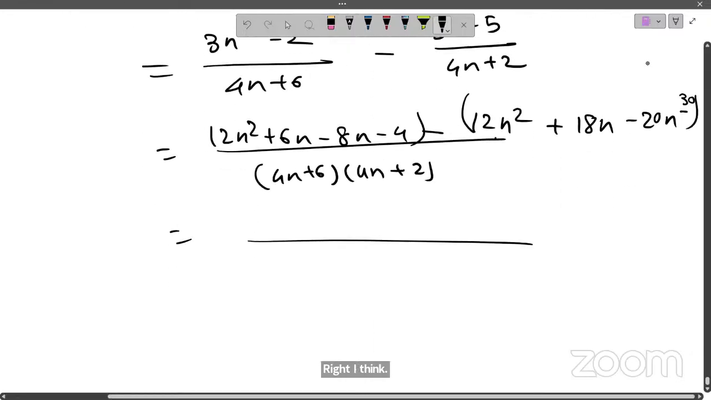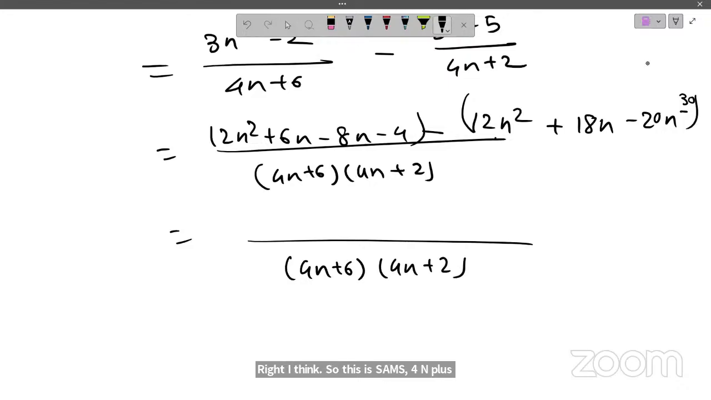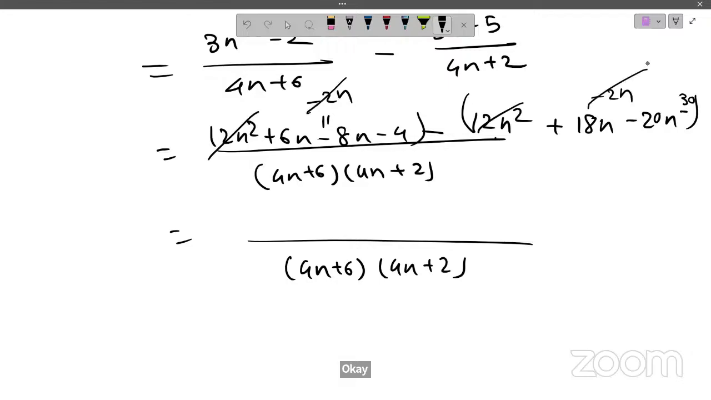So this is the same as 4n plus 6, 4n plus 2, and minus n is there. So 12n square and 12n square will get cancelled out. We get 6n minus 8n. So what is it? Minus 2n, right? And here also we get 18n minus 20n. So again minus 2n. So minus 2n also gets cancelled out because of this minus.